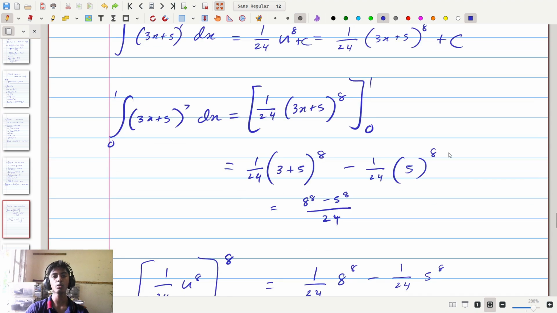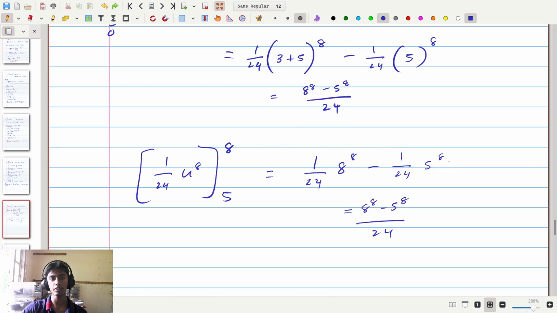So as in, we need to find the value of u when x is equal to 1, which is 8, and we need to find the value of u when x is equal to 0, which is 5. So then we replace the two limits. We can see that this is basically equal to the integral from 5 to 8 of the corresponding function of u, which would be 1/3 of u to the power of 7 du. My apologies, du.